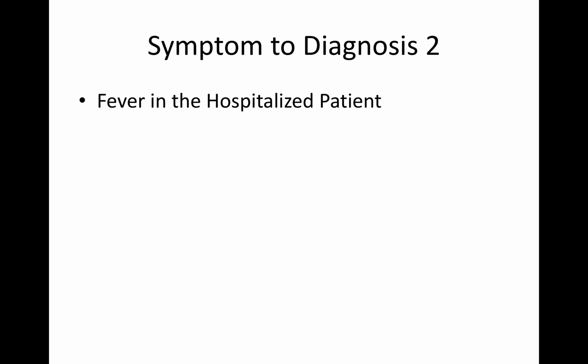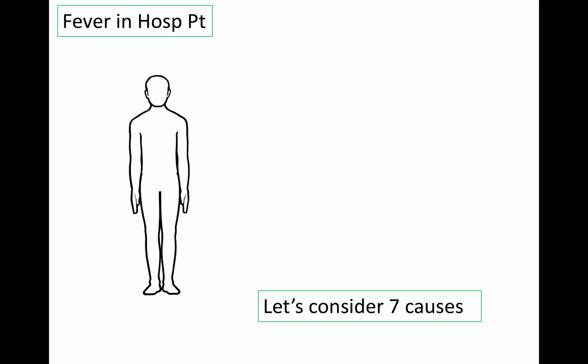Let's also think about fever in the hospitalized patient. This is coming from Symptom to Diagnosis, Lecture 2. Think about 7 causes. Pneumonia: have to think about pneumonia as a very common cause of fever in someone who's already been in the hospital. I think you guys know about the signs and symptoms of pneumonia.